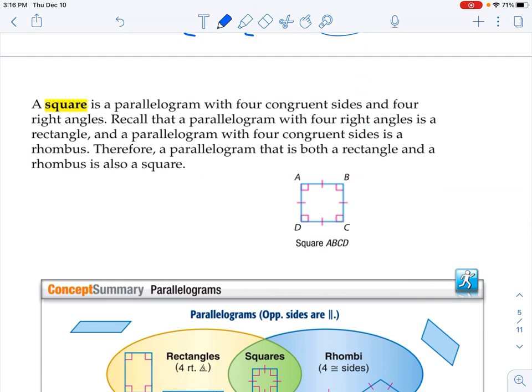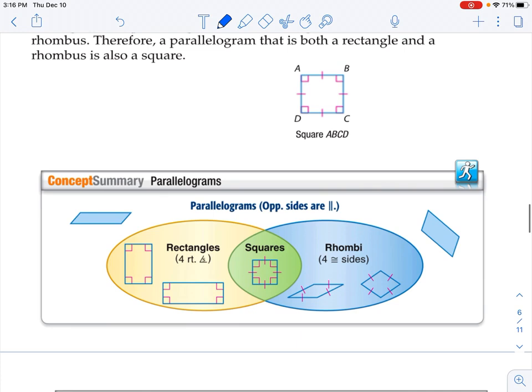Alright, so now we're moving into squares a little bit. A square is a parallelogram with 4 congruent sides and 4 right angles. Recall that a parallelogram with 4 right angles is a rectangle, and a parallelogram with 4 congruent sides is a rhombus. Therefore, a parallelogram that is both a rectangle and a rhombus is a square.